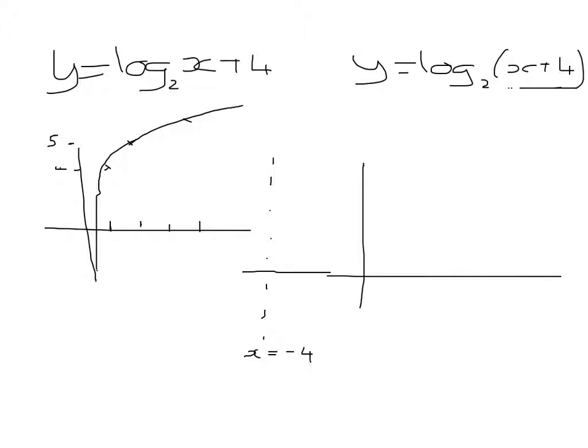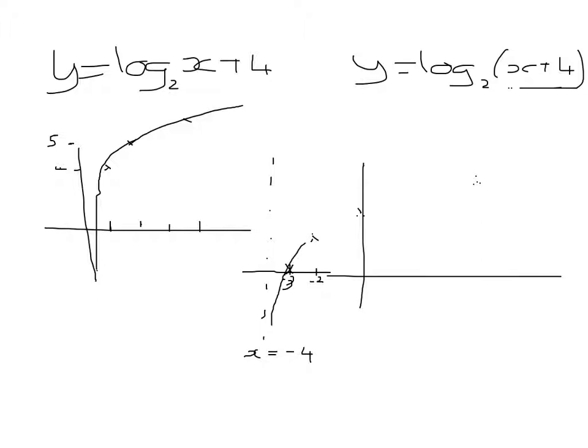Now, a normal log graph, when it's a distance of 1 away from the asymptote, it would go through the x-axis. So the same is going to happen here, so it's going to cross the x-axis at negative 3. Because it's log to the base 2, when it's 2 away from the asymptote, which is x equals negative 2, the y value would be 1. When it's 4 away from the asymptote, because 4 is 2 squared, the y value would be 2. And then 8 away from the asymptote, the y value would be 3.